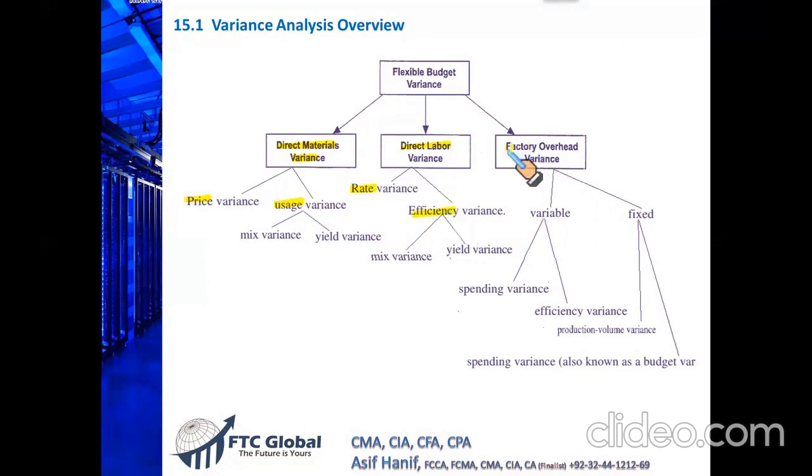Then we will discuss the factory overhead variances. We know factory overhead are of two types, variable and fixed, right? And then we will learn that sometimes our materials are substitutable. For example, we have three different types of material A, B, C. Sometimes we can use more A, less B, less C, sometimes more B, less A, less C. So materials can be substitutable. When we have different types of material which can be substituted, this usage variance can be further divided into mix variance and yield variance. We will learn this today, inshallah.